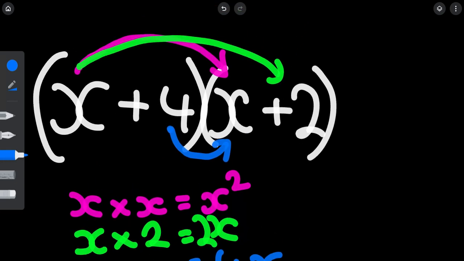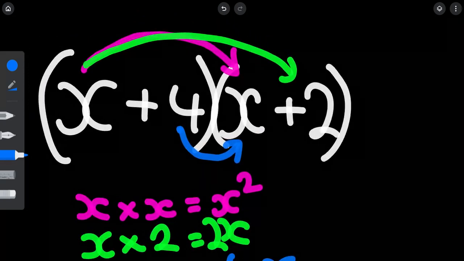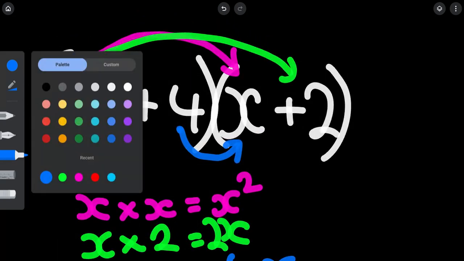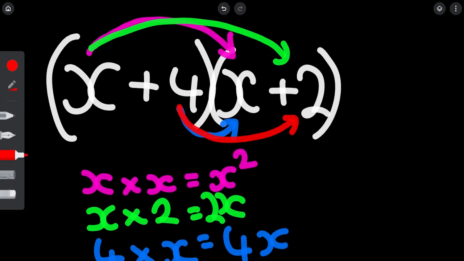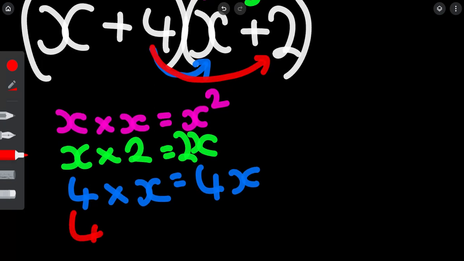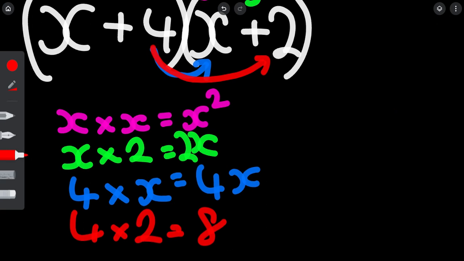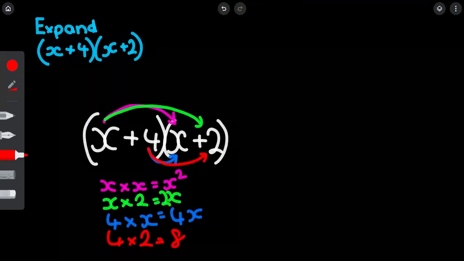And then the last thing we're going to do is times 4 by the second term in the second bracket. So it's going to be 4 times 2, which we know is 8. 4 times 2 is 8. And now we're simply going to write this as the proper equation.